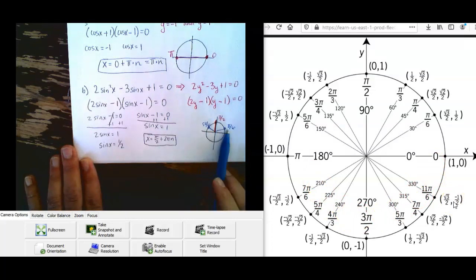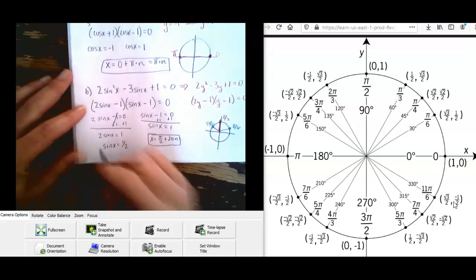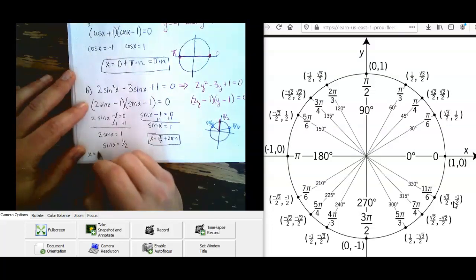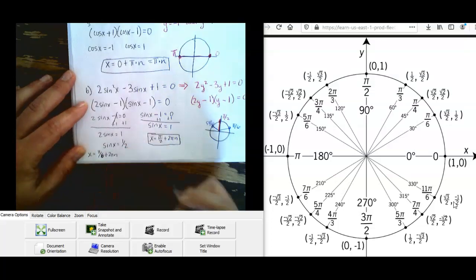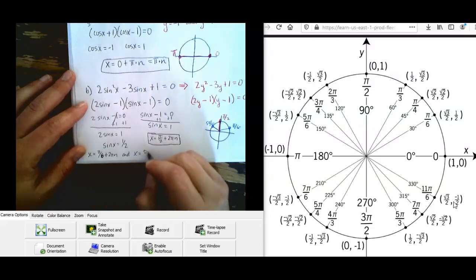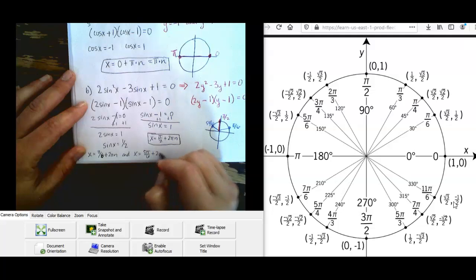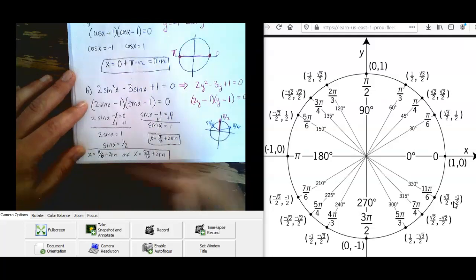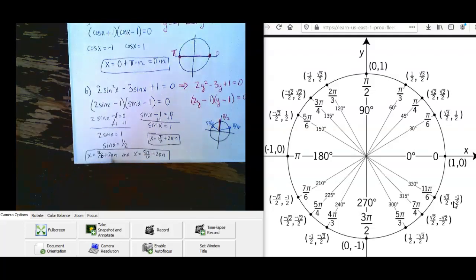All right, so let's write these out. Looks like we have to go all the way around to get to it. It's not 180 degrees here. So the solutions from here are x equals pi over 6 plus 2 pi n, and x equals 5 pi over 6 plus 2 pi n. So we have three sets of solutions for this guy here. So again, with these quadratic equations, it is important to be able to factor them.